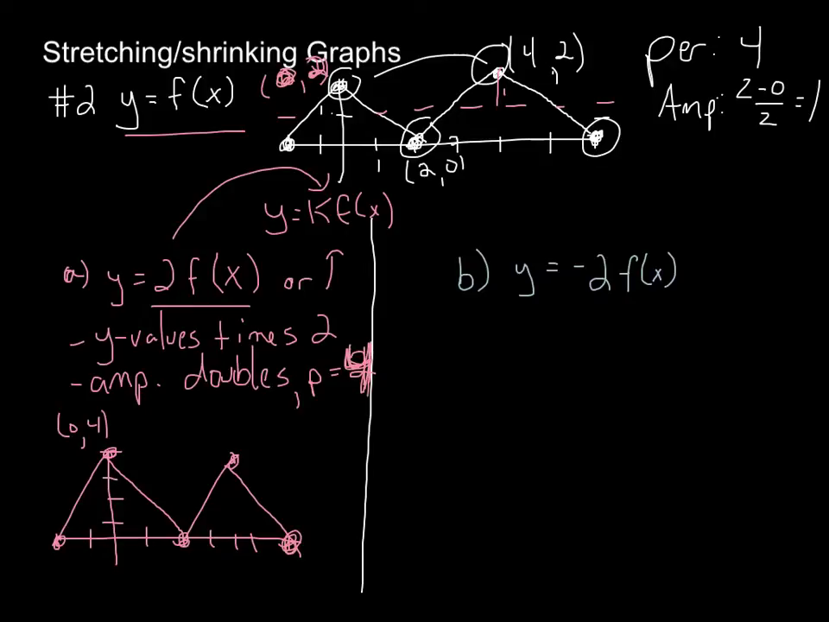Okay, let's see if I can get the next graph right without screwing up. The 2's on the outside, so that means my amplitude still doubles. But now it's the y values times -2. Also, careful, it's negative. That means we're going to flip over what? If the negative's on the outside, I flip over the x-axis.